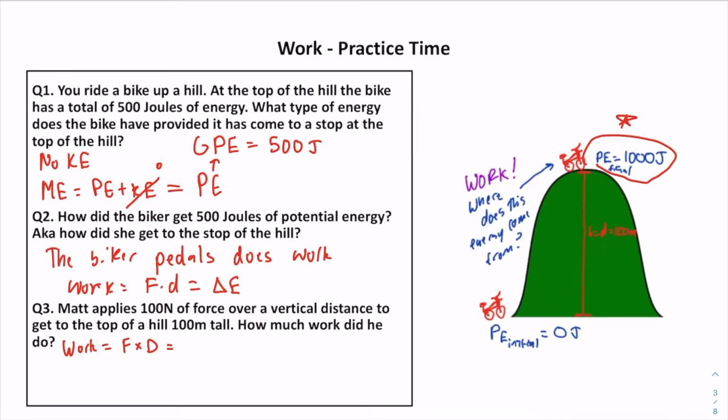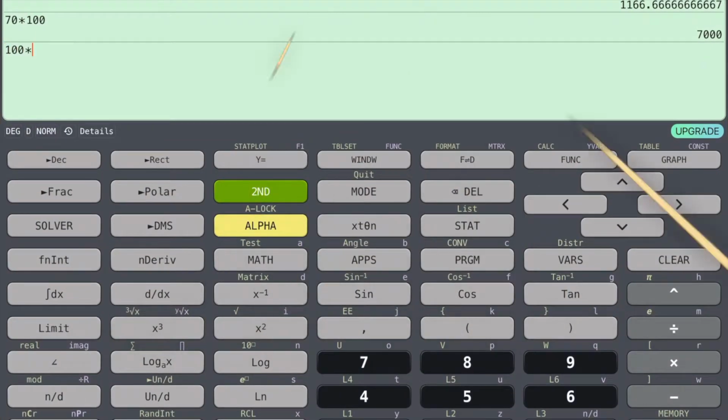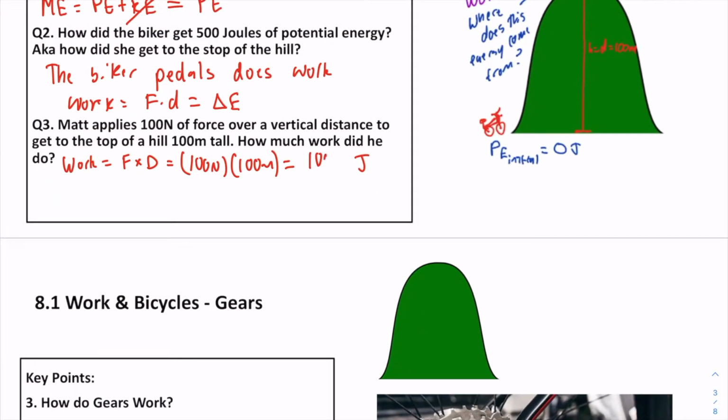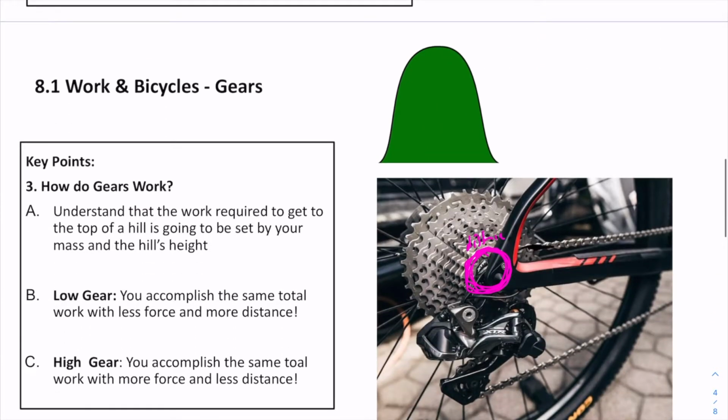All right, question 3. Matt applies 100 newtons of force over a vertical distance to get to the top of the hill, 100 meters tall. How much work did he do? Well, work is force times distance, so we just have 100 newtons times the distance of 100 meters, and we get 10,000 joules. All right, this is a lot of energy. Matt definitely wants to slide back down the hill, and he'll go quite fast at the end.